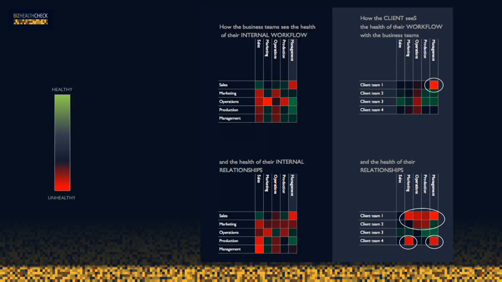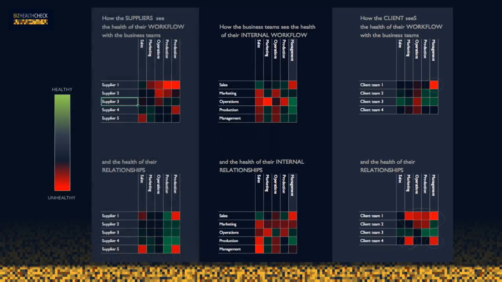And we can then look the other way in our value chain, and we can ask the suppliers how they see workflow and relationships. And again, we can see patterns coming out in the heat map.